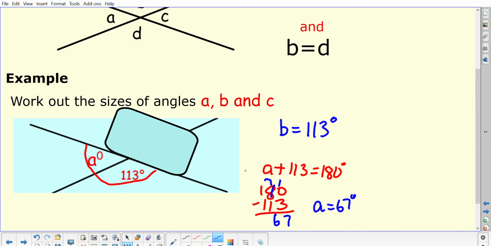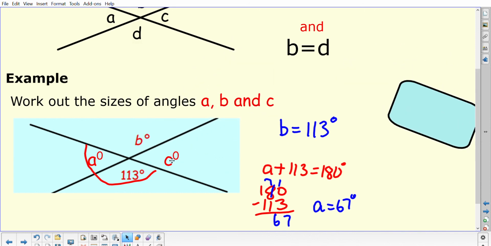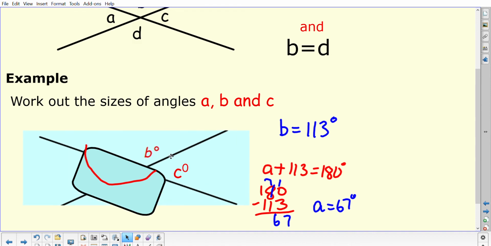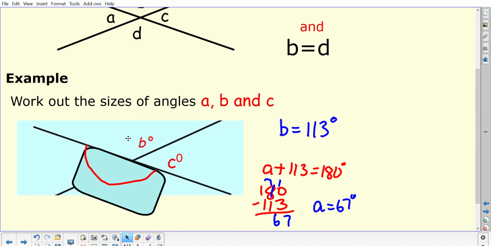And of course, once you've worked out that angle A is 67 degrees, then we get the same on the other side with the other pair. If you covered up that bit, these two here are still adding together to make 180 as well. So angle C will also be 67 degrees. They go in pairs. So that's how we say vertically opposite angles.